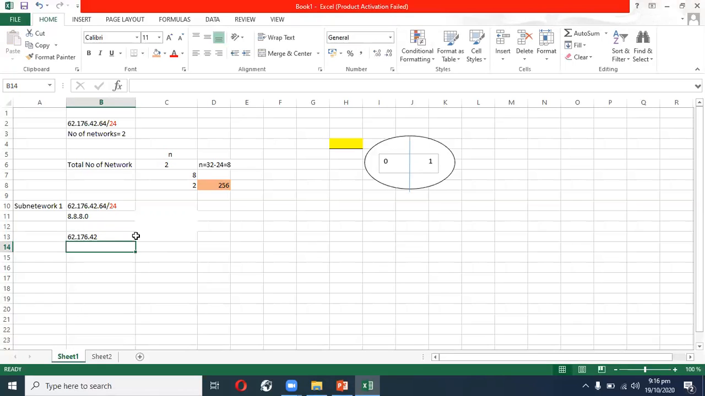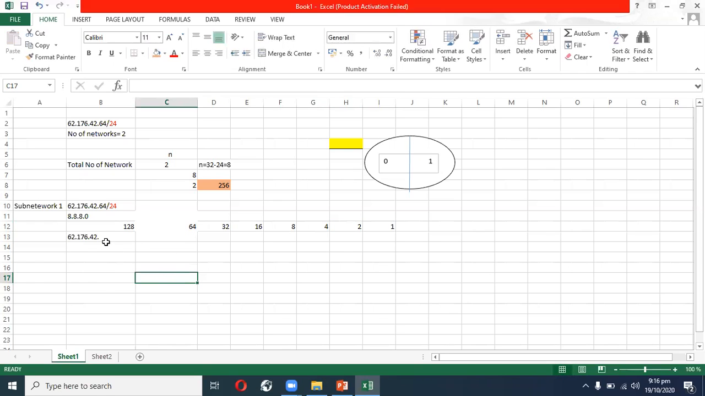Here we will use the formula for the fourth octet. We will start using our formula: 128, 64, 32, 16, 8, 4, 2, 1.